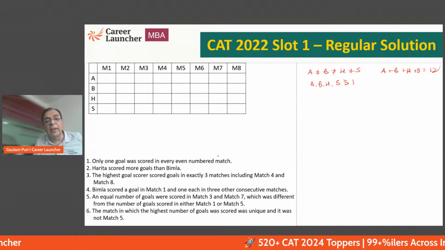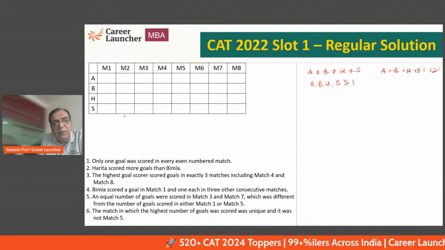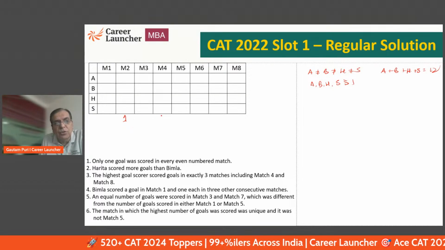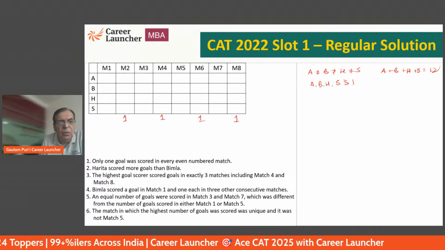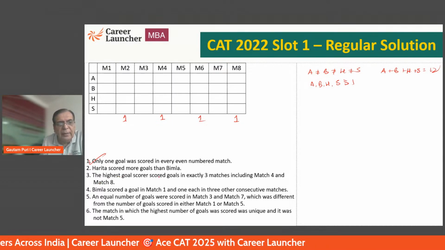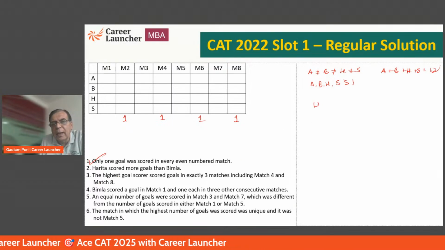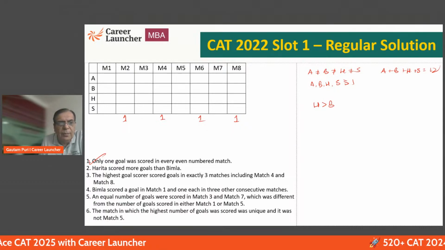Only 1 goal was scored in each of the even number matches. So each of the even number matches, match 2, match 4, match 6, and match 8. Okay. Only 1 goal is scored. Harita scored more than Bimla. So Harita has scored more than Bimla.